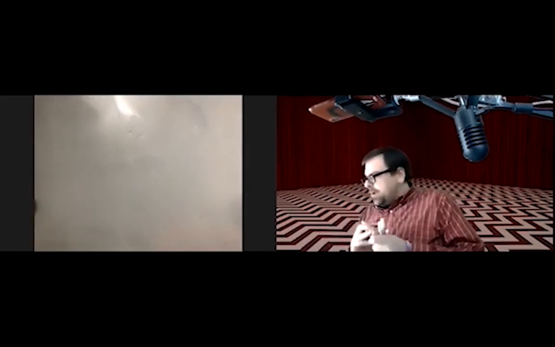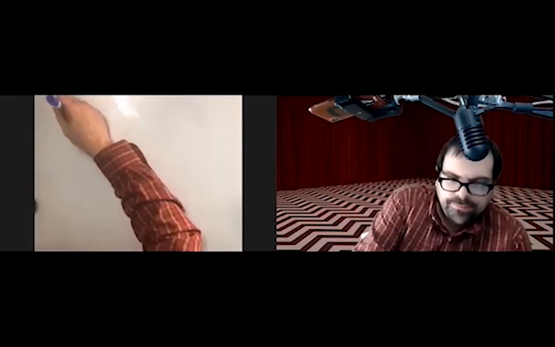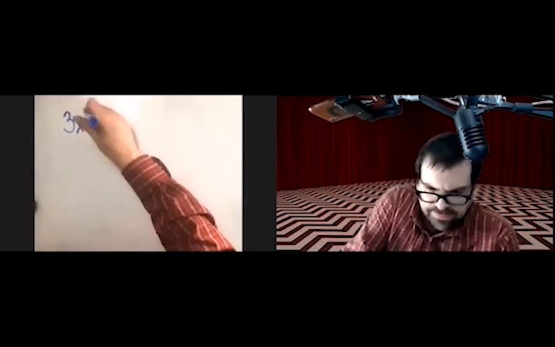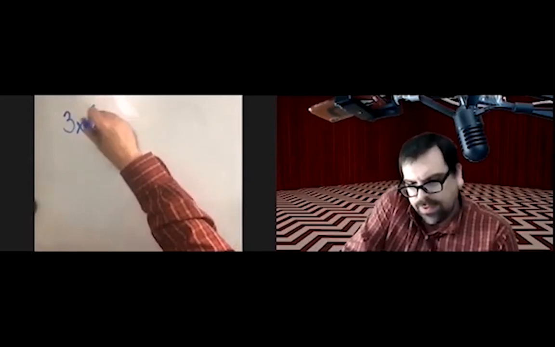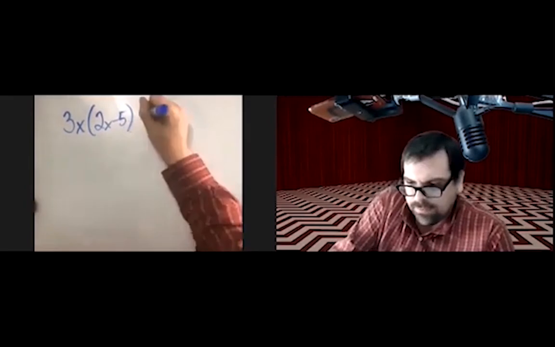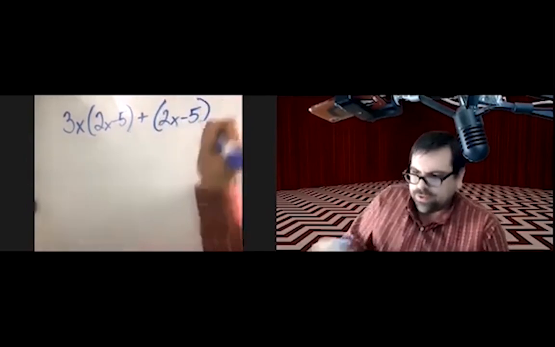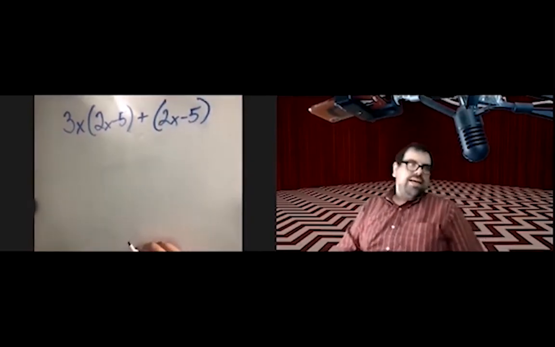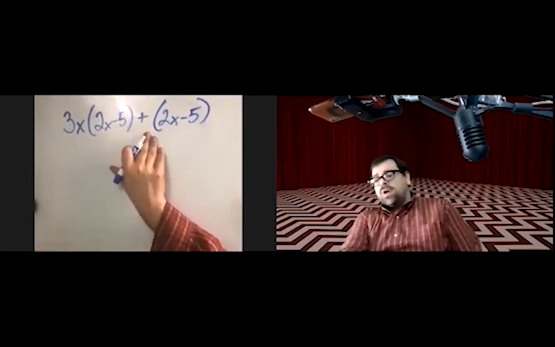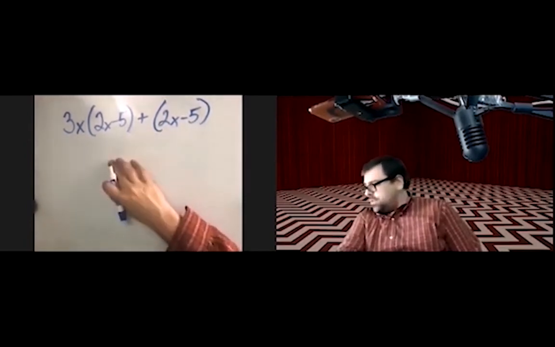I'm going to do that same problem. I'm going to change it up a little bit. Move it in and make them x's so that we're sure that it's different. 3x times 2x minus 5 plus 2x minus 5. So last time we had 3y times 2y minus 5 plus 2y times 2y minus 5, or times 2.